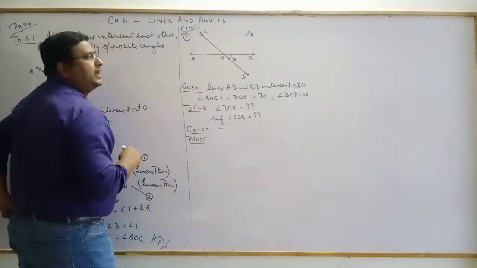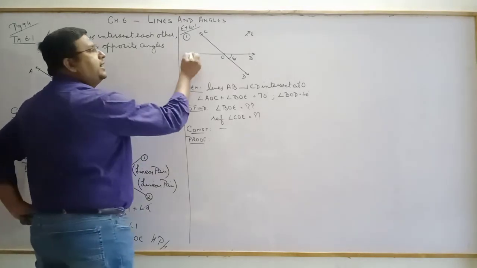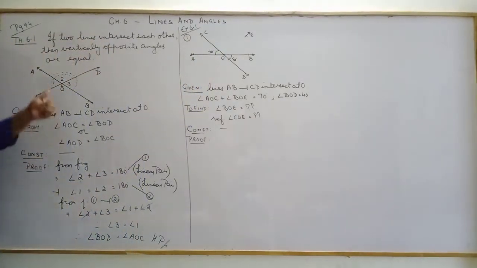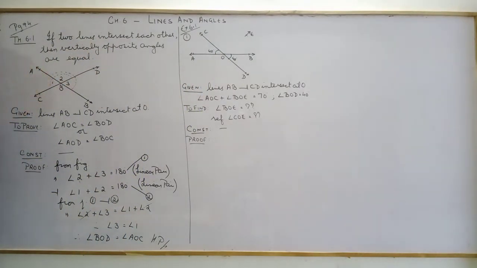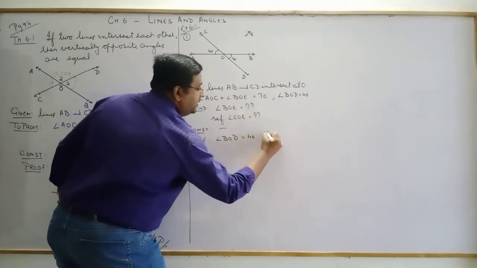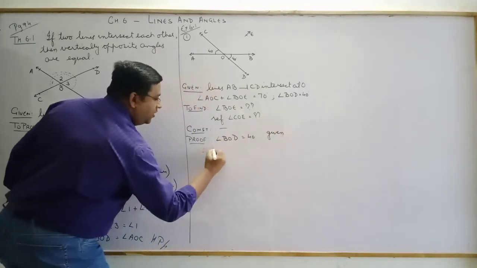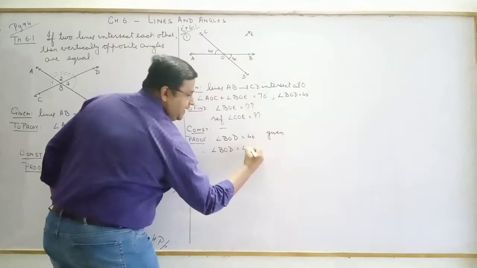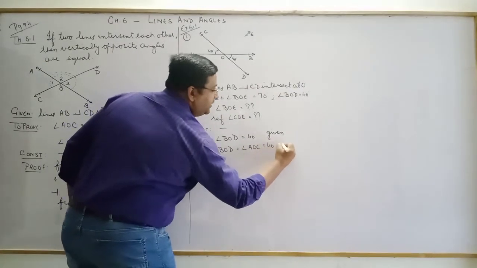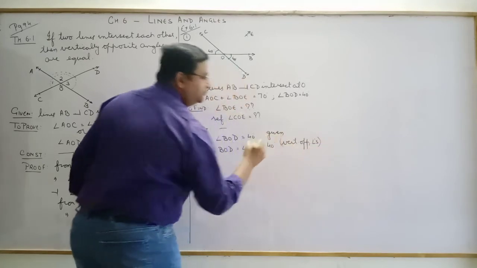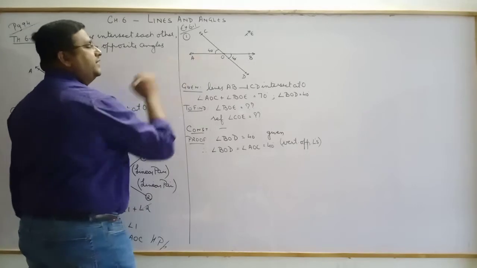If this was 40, can you find another angle equal to 40? Which one? AOC. Is this angle also going to be 40? Reason? Vertically opposite angles. We have just proved. Can you see that? Write it down. Angle BOD is equal to 40, given to us. So therefore, angle BOD is equal to angle AOC. Angle AOC is equal to 40. Reason? Vertically opposite angles. Any problem? So I have marked in the figure.